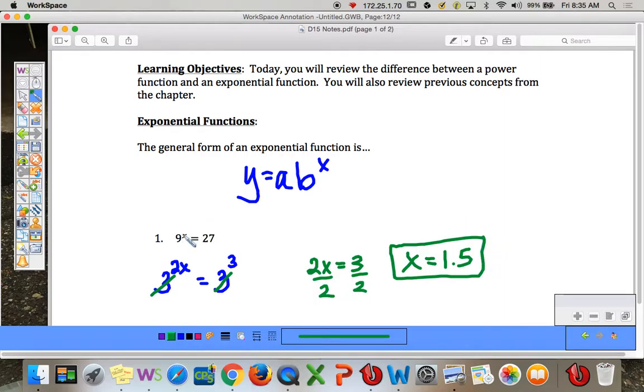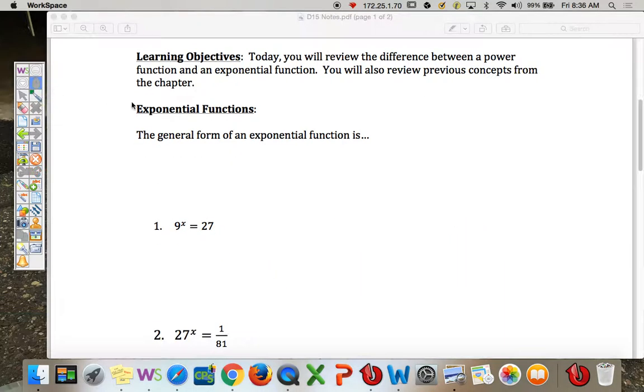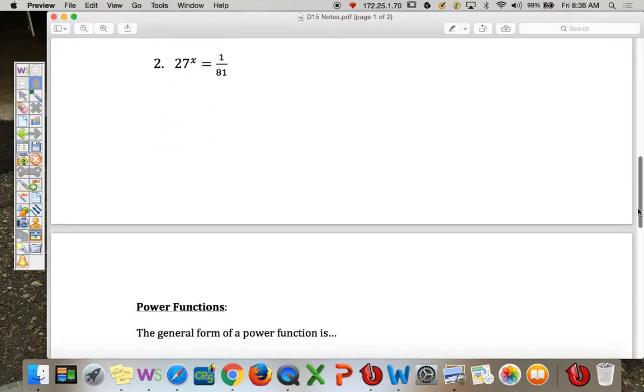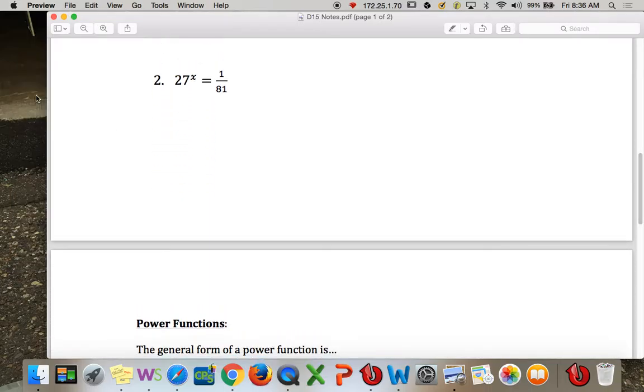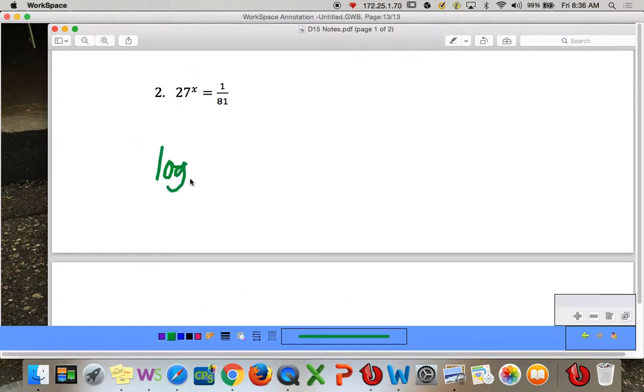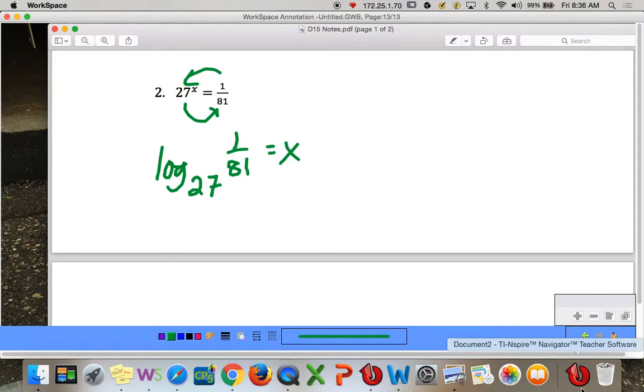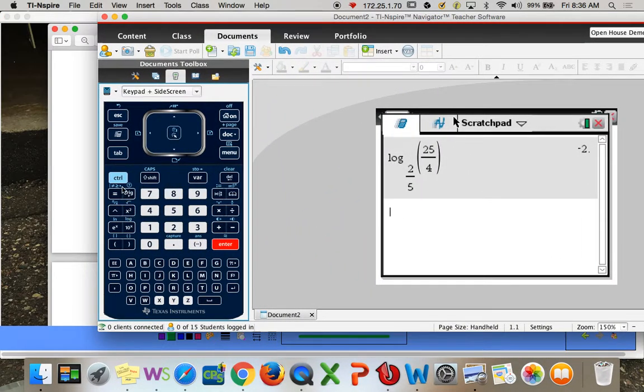Okay, like I said, you could use guess and check, you could find a common base, but logarithms are probably the easiest way. So let's use a log to solve the next one. Log, here the base is 27, and then you loop it around, of 1 over 81 equals x. We type it in, log base 27 of 1 over 81.